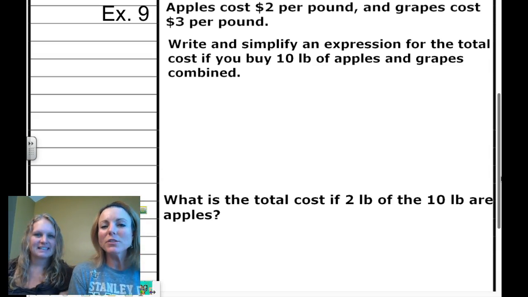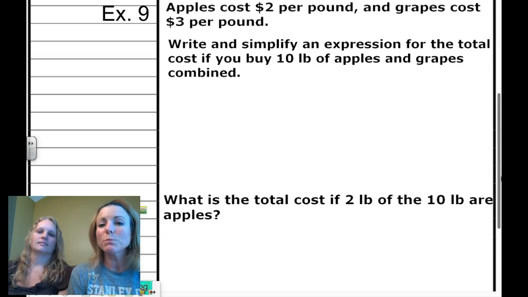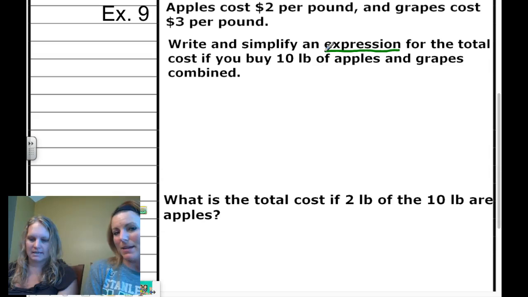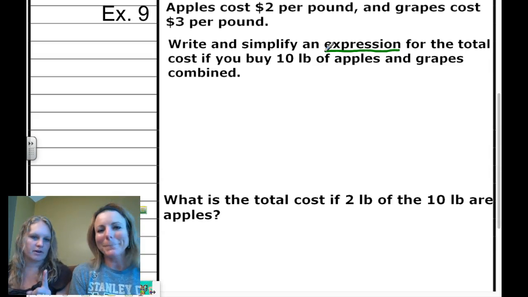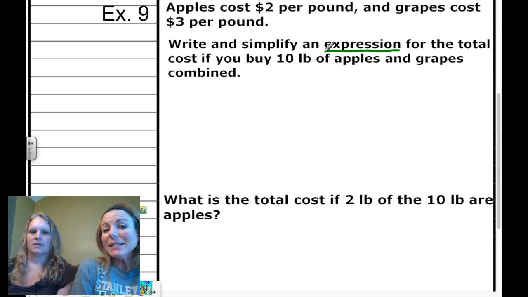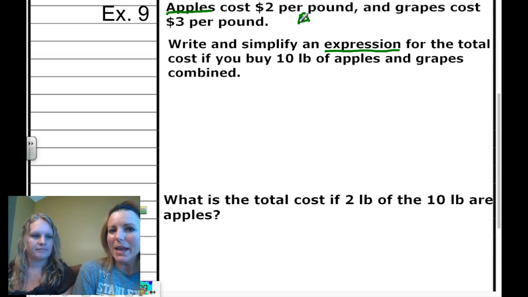Apples cost $2 per pound and grapes cost $3 per pound. We are going to write and simplify an expression. Notice, expression, not an equal sign, for the total cost if you buy 10 pounds of apples and grapes combined. Since they're combined, we don't want more variables. We just want one variable. Let's call A our number of pounds of apples. That's our first variable.